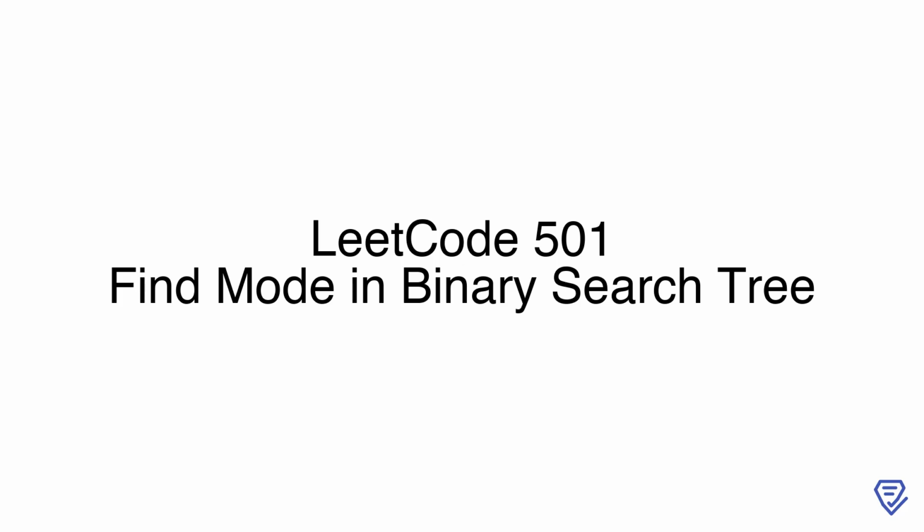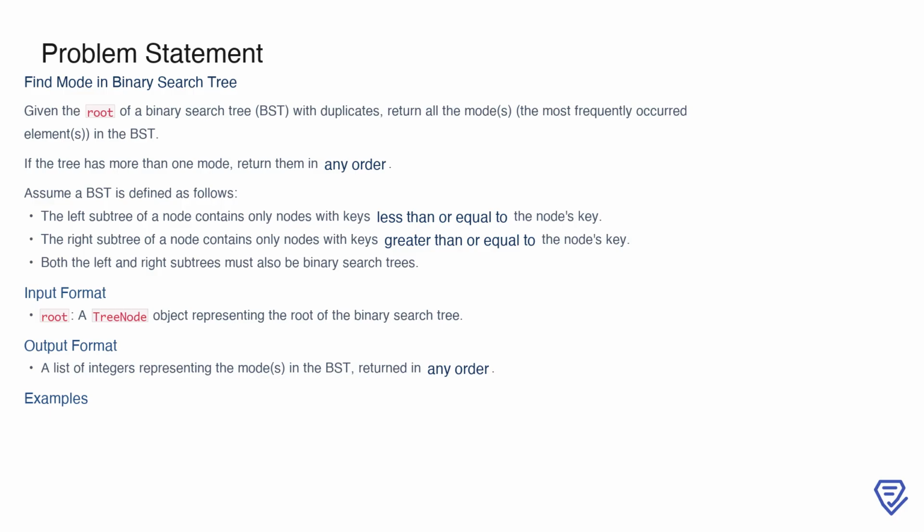Let's dive in. In this problem, we are tasked with finding the mode or modes in a binary search tree, also known as a BST. The mode is defined as the value or values that appear most frequently in the tree. If there are multiple modes, we can return them in any order.